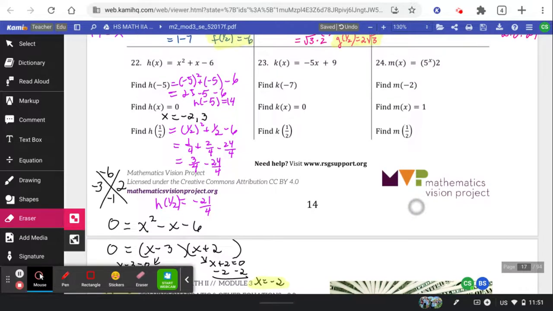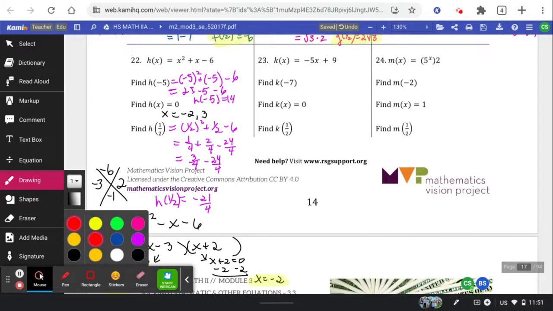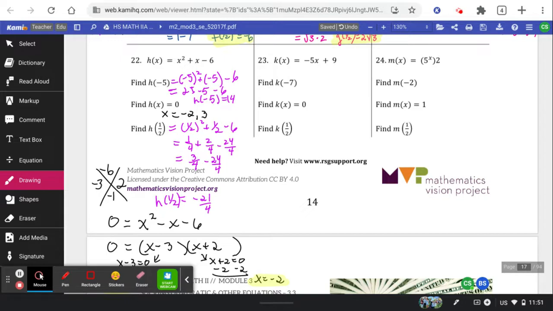Okay, next is a nice linear again. How do I know it's linear? It's got a plain x. So we're going to go k of negative 7, which means we plug in negative 7 as our input. Negative 5 times negative 7 is 35. So we get that k of negative 7 is equal to 44.